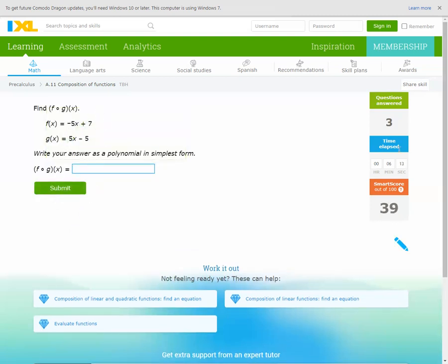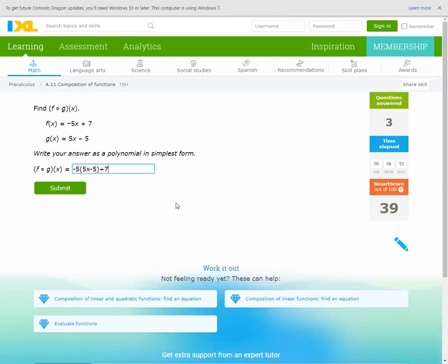Problem number 4. He asked f circle g also. I have to take 5x minus 5 and put it instead of x. So first of all, I have to write f. It's negative 5x plus 7. And now going to x, just x, replace it by g. What's g? G is, as you see above, 5x minus 5.